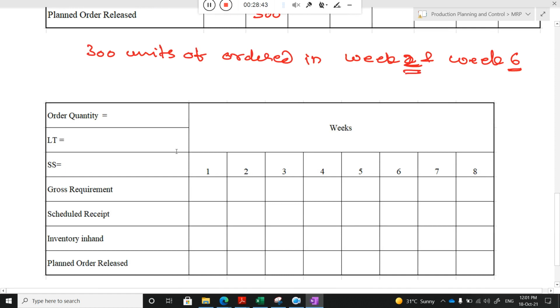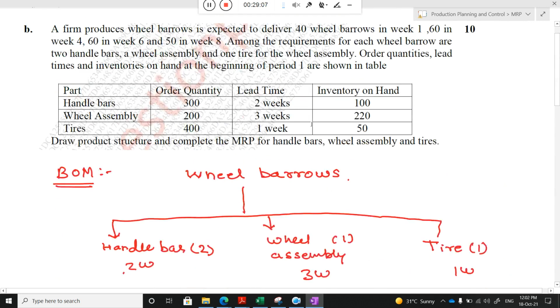Okay. So MRP 4, I think the next is wheel assembly. So MRP for wheel assembly. What is the order quantity? I go to the main table and see the order quantity of wheel assembly. That is 200. The wheel assembly order quantity is 200. What is the lead time? That is 3 weeks. And what is the inventory in hand? That is 220. I try to put all this thing.